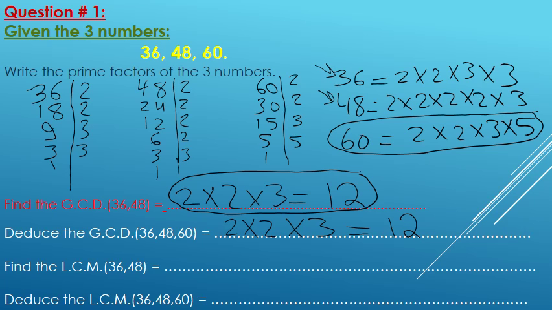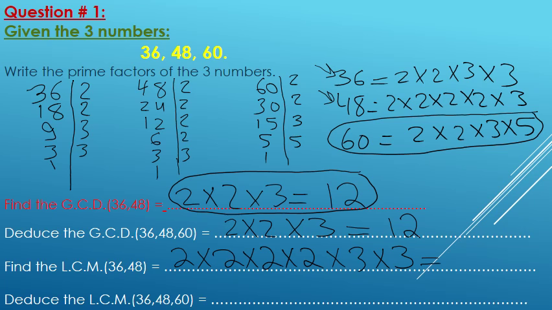Now we should find the LCM, Muhammad, of 36 and 48. In LCM, what do we take, Muhammad? The greatest, the common and not common. So between 36 and 48, if we have 2 times and 2 4 times, what do we take? We take 2 4 times, 2 times 2 times 2 times 2, and we take 3 2 times. It is 2 times 2 times 2 times 2 times 3 times 3.